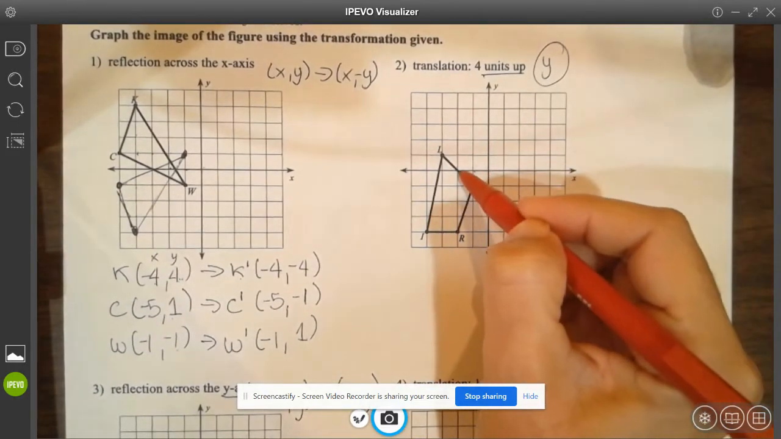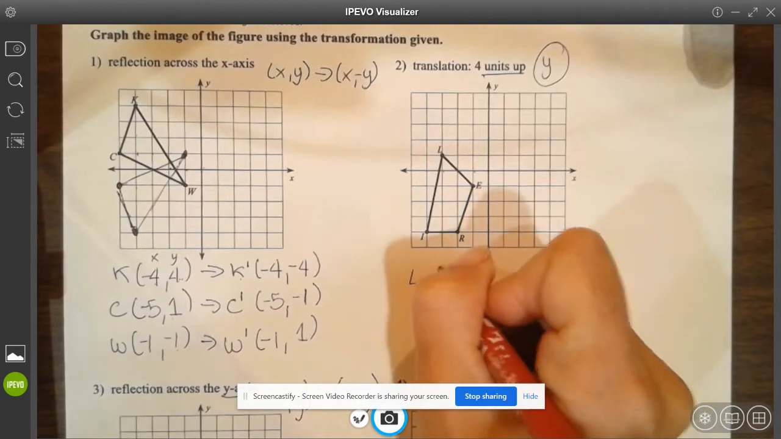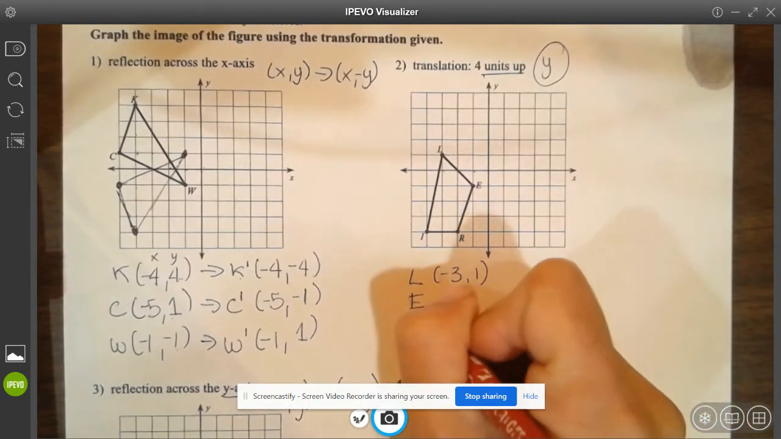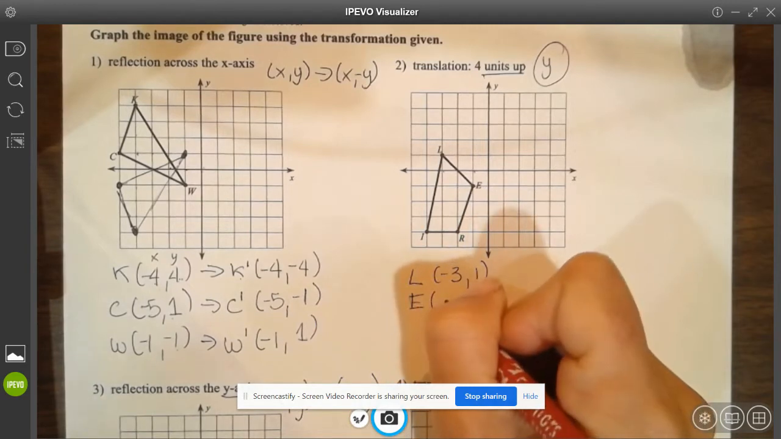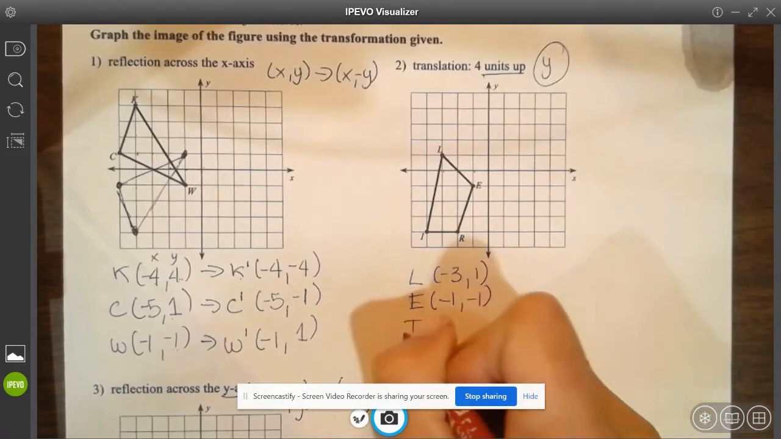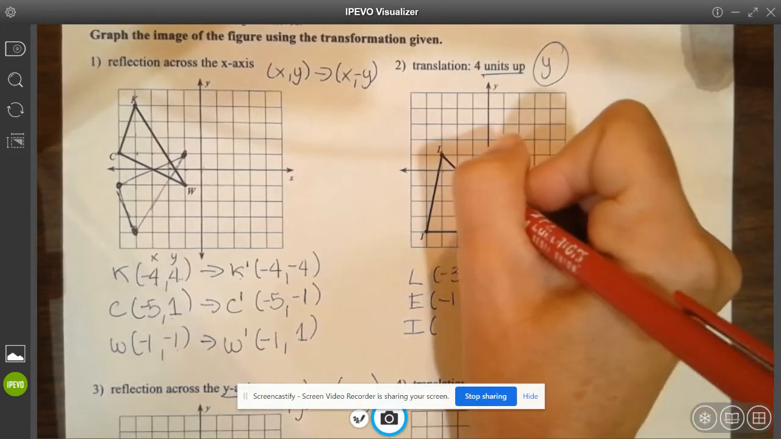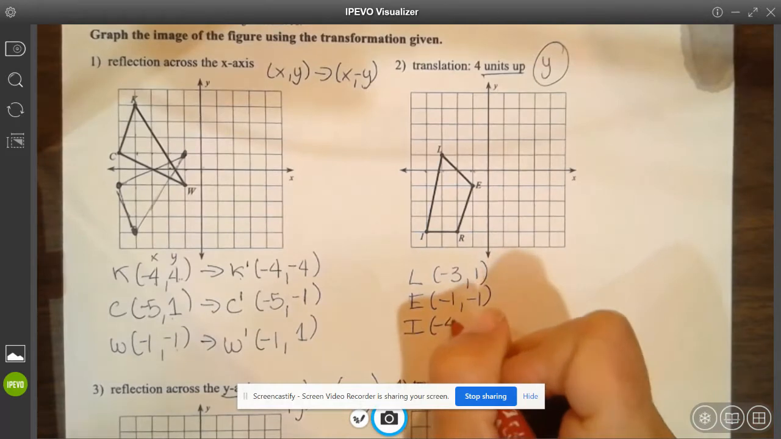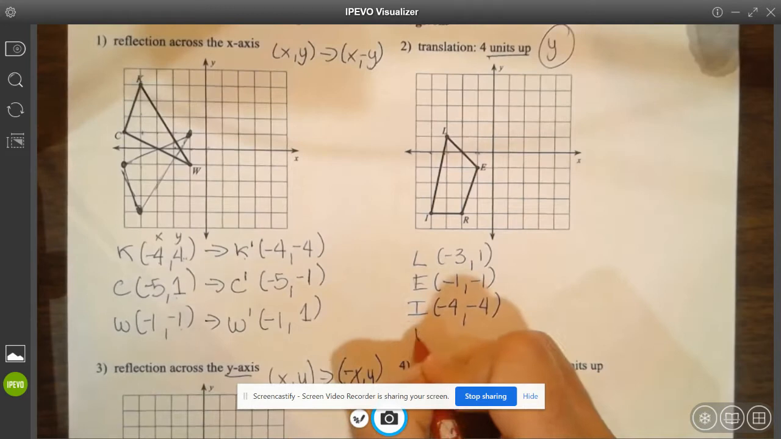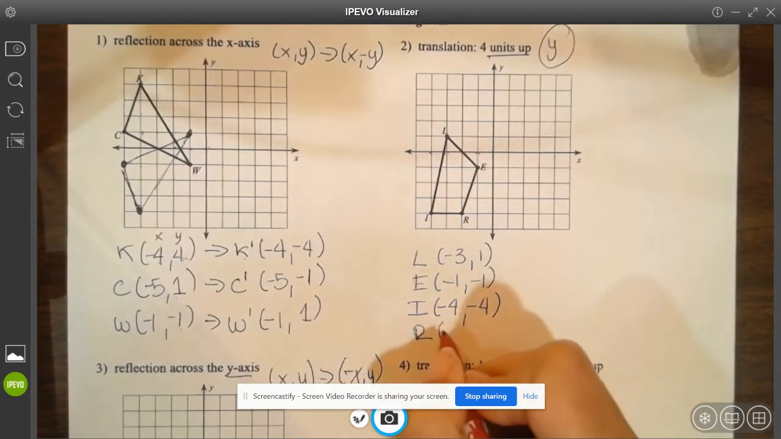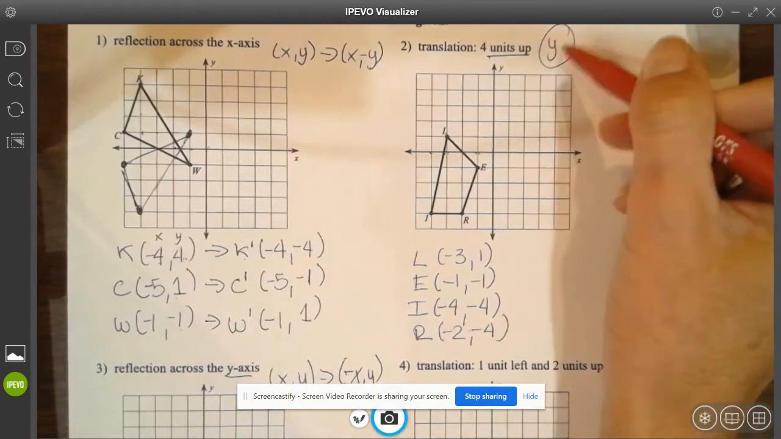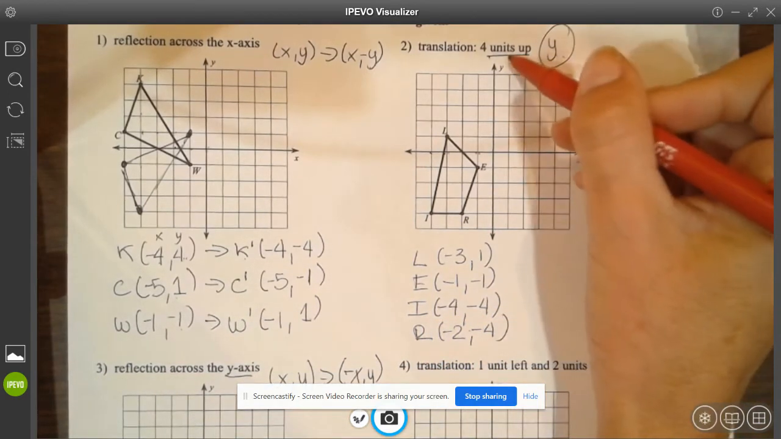So that's 1, 2, 3. So L is (-3, 1). E is (-1, -1). I is 1, 2, 3, 4, so (-4, -4). And then R is (-2, -4). Now, my y is going to be adding 4.